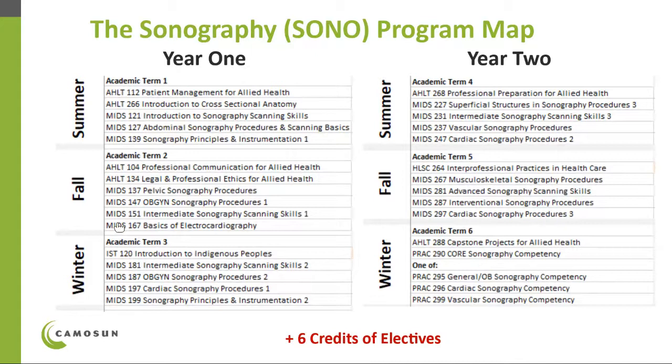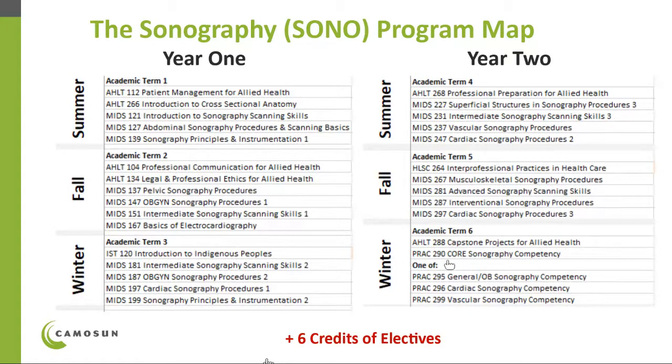When we get into term 2, we ramp up and start talking about professional communication, ethics, more sonography procedures, and then anything that's called intermediate scanning skills like this, that's clinical. So in term 2, in your first year, you're going to be doing about 4 hours a week on average of clinical skills. When we get into term 3, that goes up to 6 hours a week, and we start introducing cardiac. Term 4, we learn more cardiac, we start introducing vascular, and you're still at 6 hours a week of clinical. Term 5, it goes up to 8 hours a week.